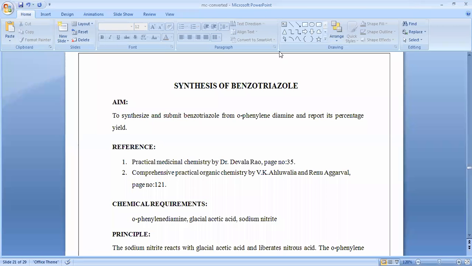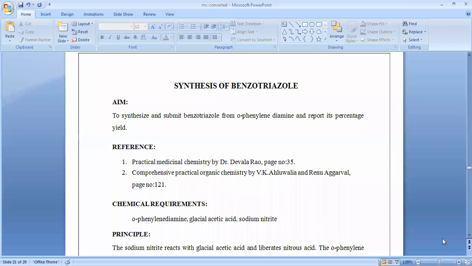Now, our next synthesis is the synthesis of benztriazole. The aim of this particular experiment is to synthesize and submit benztriazole from orthophenylene diamine, and you have to report the yield of the product of synthesis. The reference for this particular synthesis is the practical book of medicinal chemistry by Dr. Devla Rao, and A Comprehensive Practical Organic Chemistry by Ahluwalia. Using both of these reference books, the procedure is there.